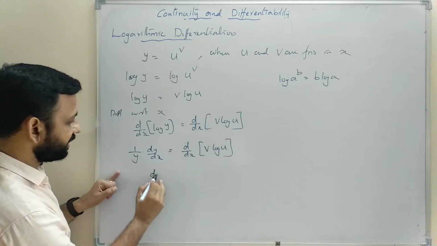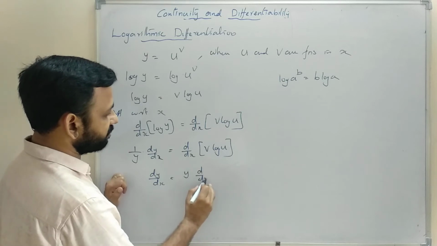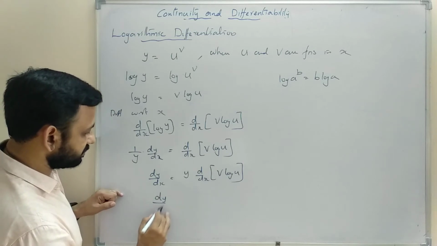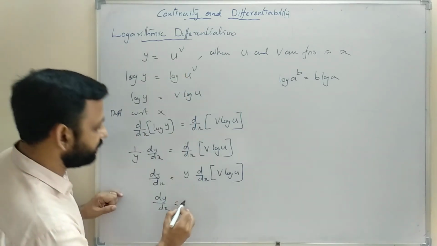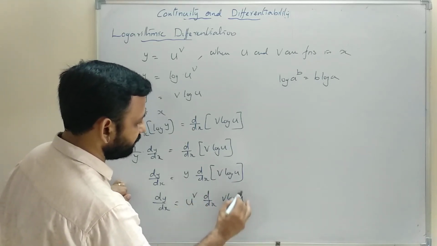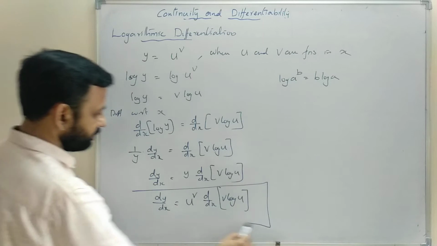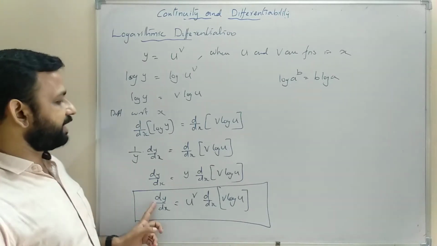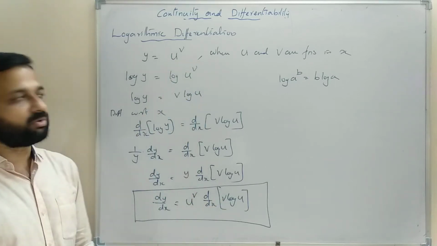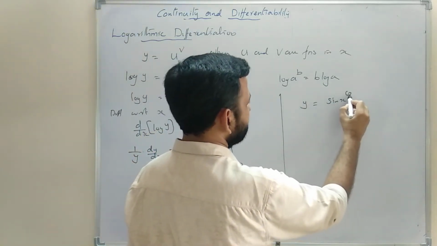Then for dy by dx, we can take 1 upon y from left to right, that is y into d by dx of v log u. That is dy by dx equals y, which can be replaced by u raised to v, into d by dx of v log u. So this is the formula for finding the derivative of the u raised to v form. So dy by dx is equal to the same function u raised to v into d by dx of v log u.